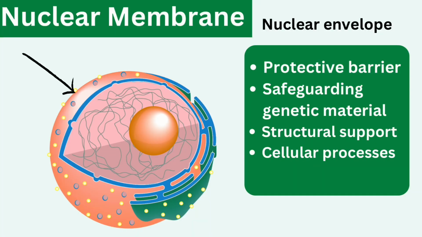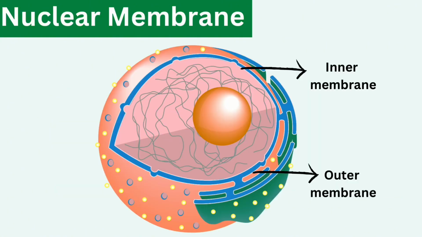Let's discuss nuclear membrane. The nuclear membrane, also known as the nuclear envelope, is a double membrane structure that surrounds the nucleus of eukaryotic cells. It acts as a protective barrier, safeguarding the genetic material within the nucleus. The nuclear membrane provides structural support to the nucleus and participates in various cellular processes, including various phases of the cell cycle. Nuclear membrane has two layers.